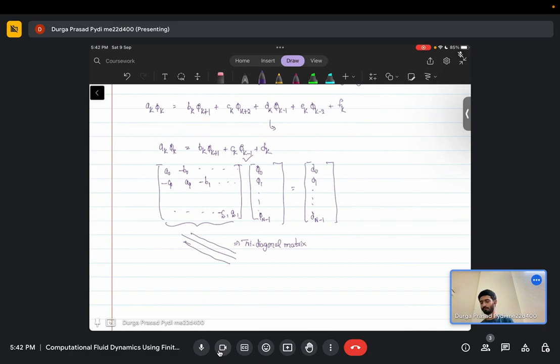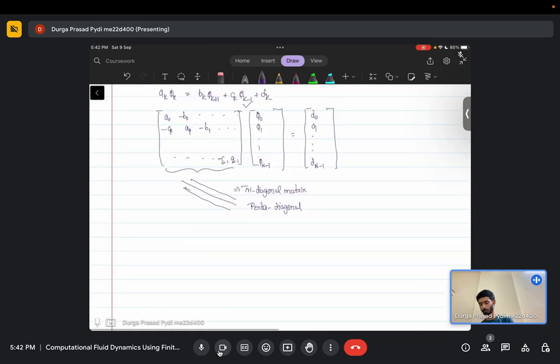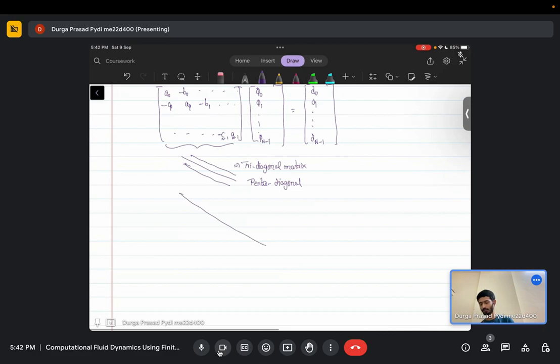But now, in addition to k plus 1 and k minus 1, we are now having k plus 2 and k minus 2. So now instead of being a tridiagonal matrix, it will be a pentadiagonal matrix. We'll have the main diagonal elements, two upper diagonals and two lower diagonals.